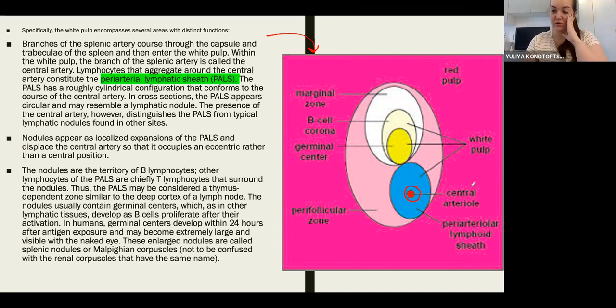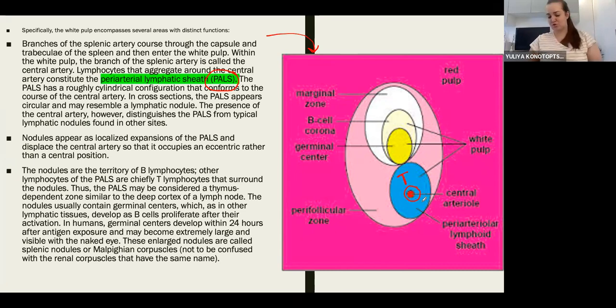How do you call this blood vessel? You call it central arteriole. So if central arteriole is present, automatically this is your white pulp. If it is not present, automatically this is a secondary lymphatic nodule. The area outside of the central arteriole, this bluish area, is known as the PALS, periarterial lymphatic sheath. Which cell is dominant here? T lymphocyte. T lymphocytes are dominant within the PALS.